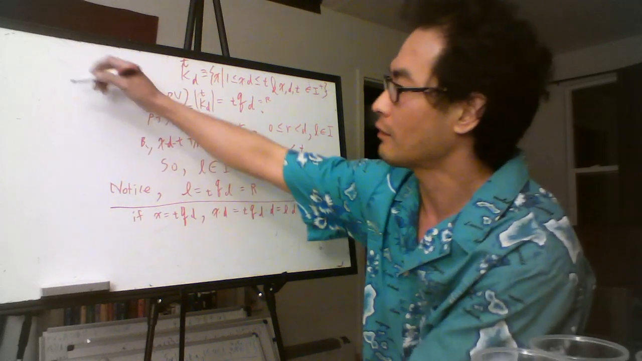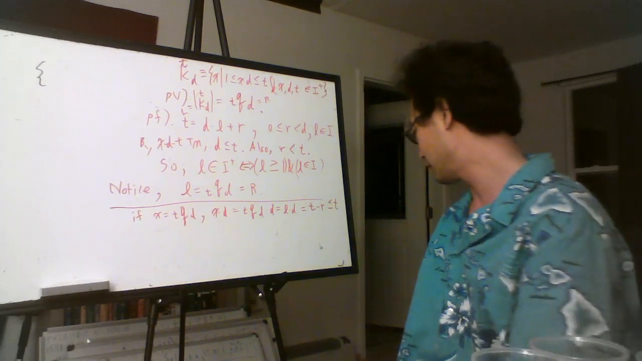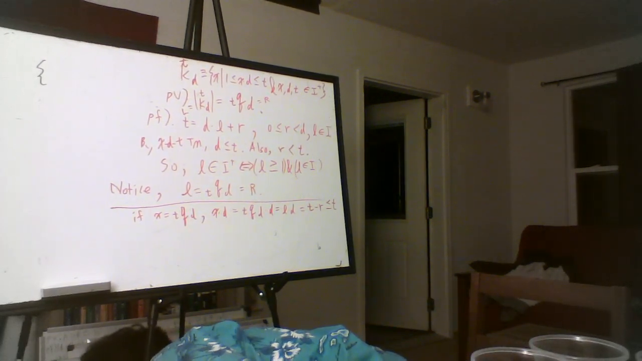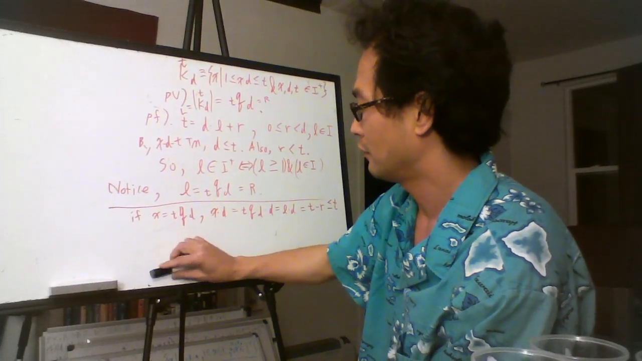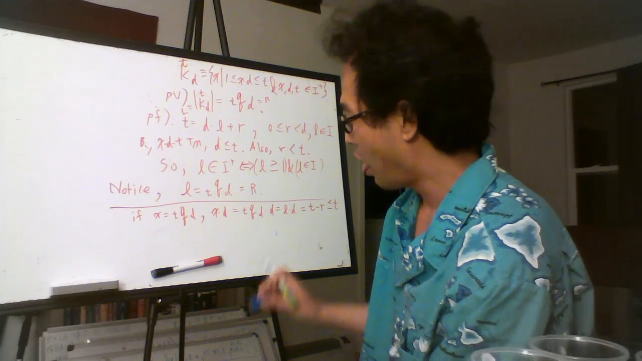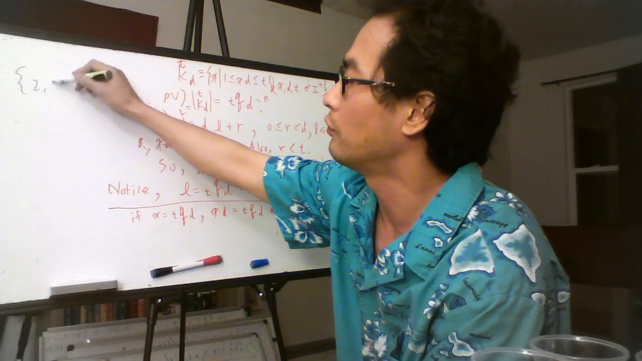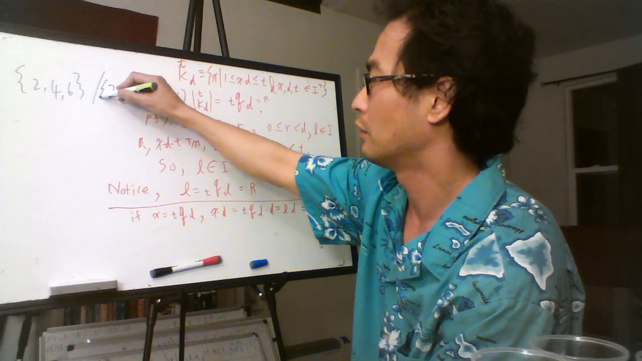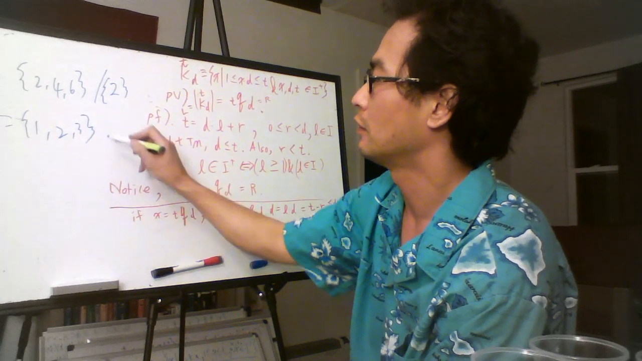Let's say you have a set. It cannot be black. Do I have some other colors? Yeah, I got some colors. You have the set 2, 4, 6. You can divide this by 2, and it is equal to 1, 2, 3. Just like that.